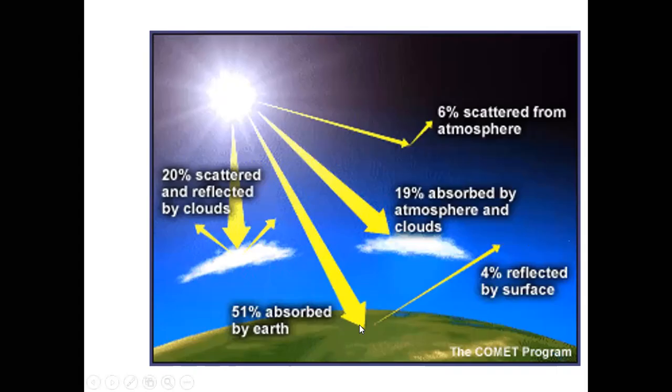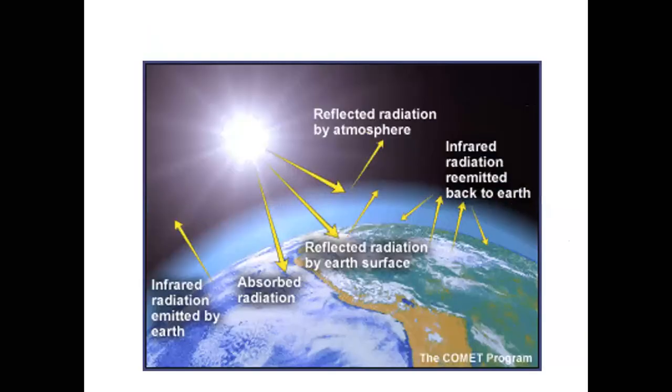This sun's radiation absorbed by the earth is reflected back to the atmosphere again, as infrared radiation. Then this infrared radiation is trapped by the CO2 and other greenhouse gases. So that is called the greenhouse effect.